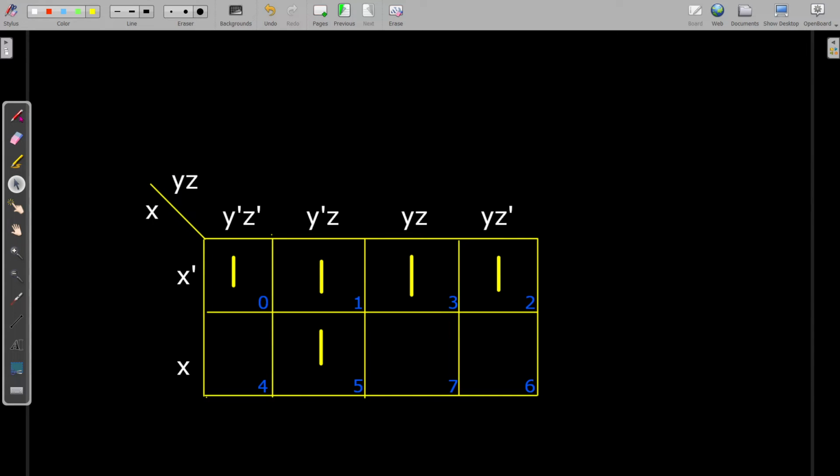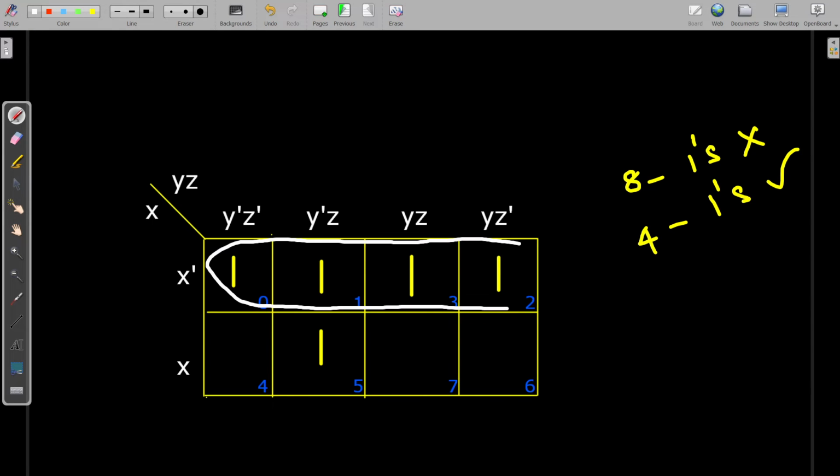Now it is time to combine the ones with the maximum number of ones. There is no possibility of combining 8 ones, so we look for 4 ones, and it is available here. We can combine them and form loop 1, with 4 adjacent ones. Now this one is left out, so it can be combined with the one adjacent to it. This can be taken as loop 2.